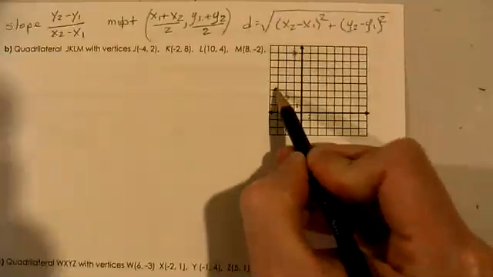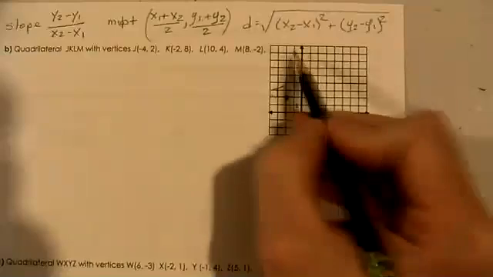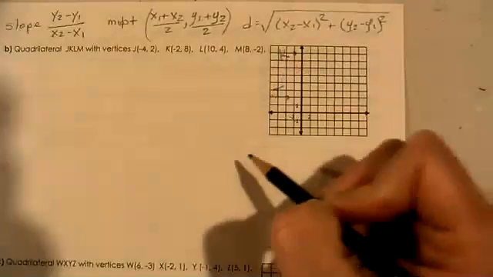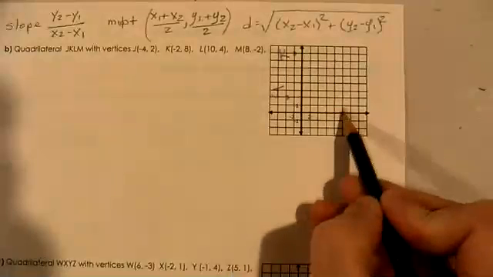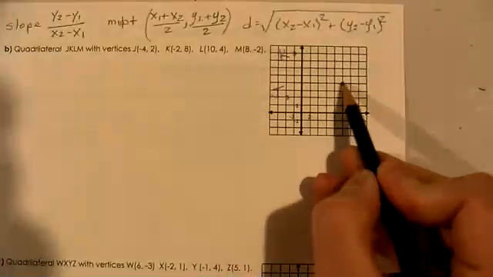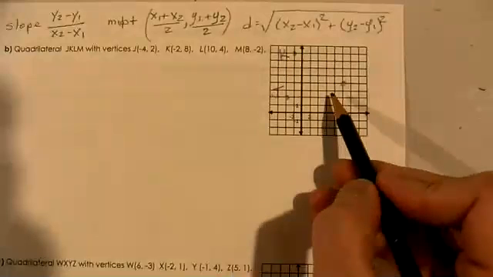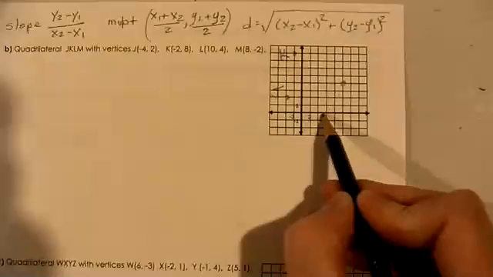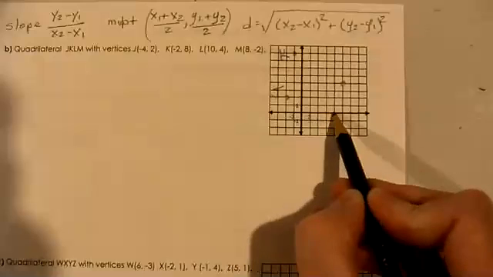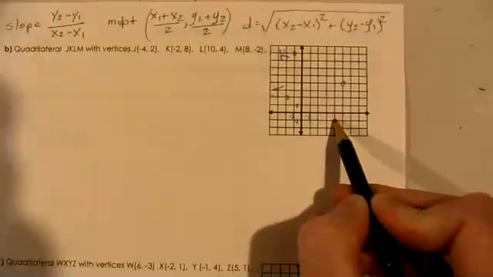So this was our J. This was our K. Counting 2, 4, 6, 8, 10 along the x-axis and 1, 2, 3, 4 up the y-axis, and then 8. Down 2.